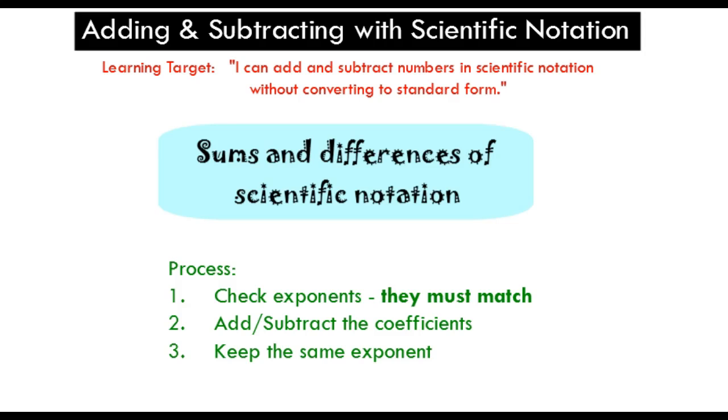The whole point of writing things in scientific notation is to make them smaller. So if we had to put them in standard form to do operations on them, it wouldn't be a very useful form. So just like multiplying and dividing, we want to be able to add and subtract without ever going back to them being huge, long numbers.